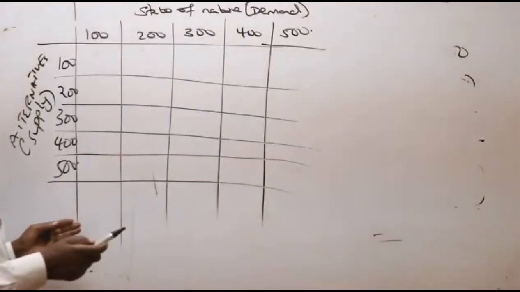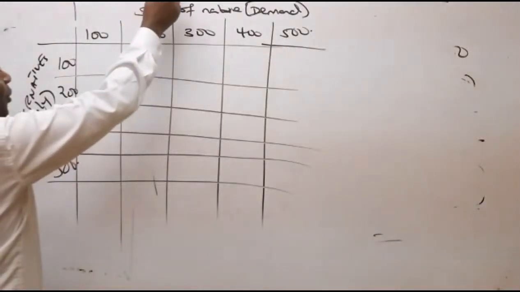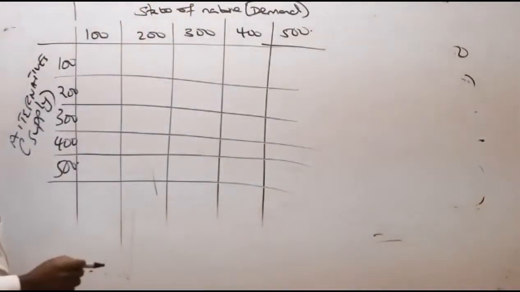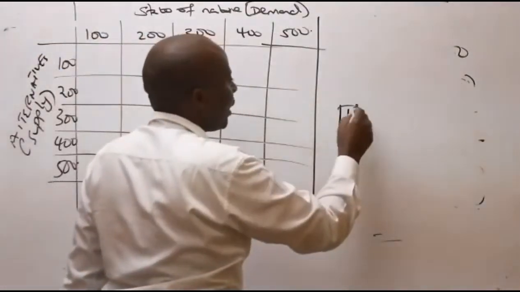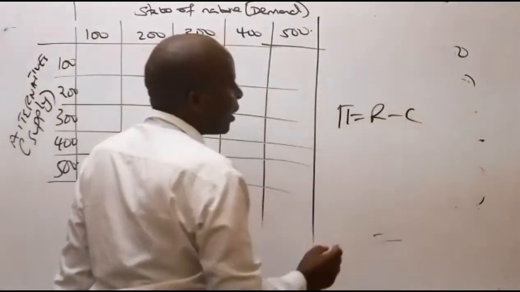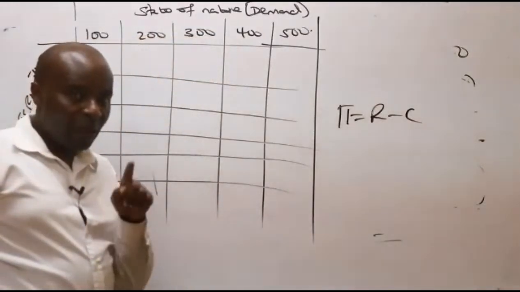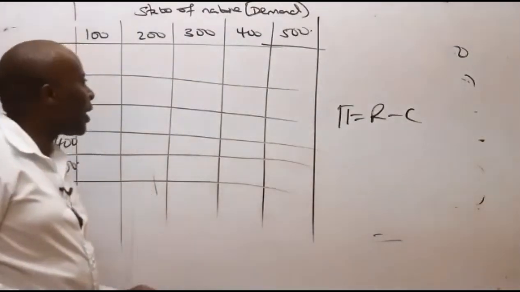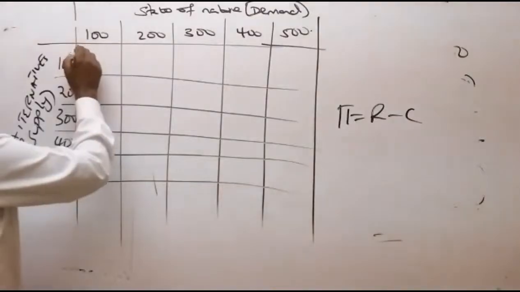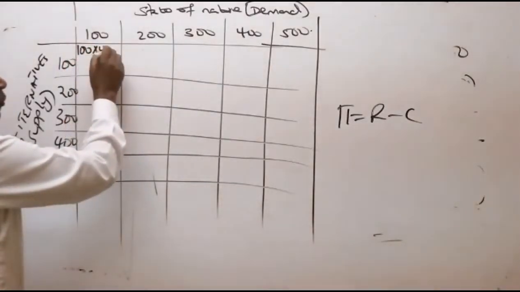If we sell 100 crates, ladies and gentlemen, remember that our profit is revenue minus cost. How do I get revenue? To get revenue, we normally take price times quantity. So, ladies and gentlemen, here we shall be selling 100, right? And each crate we are selling it for 450.